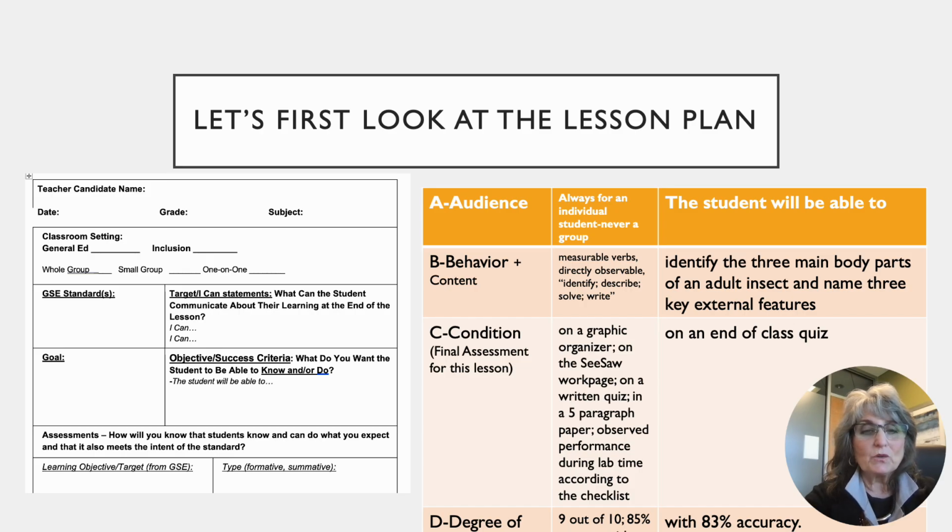You are going to use check marks for the classroom seating. Is this a general ed class, or is this an inclusion classroom? Are you going to be working with students only whole group? Are you going to use whole group and then maybe break them into some small groups? Or is this going to be more of a one-on-one? And so you can check which lines there apply to this lesson.